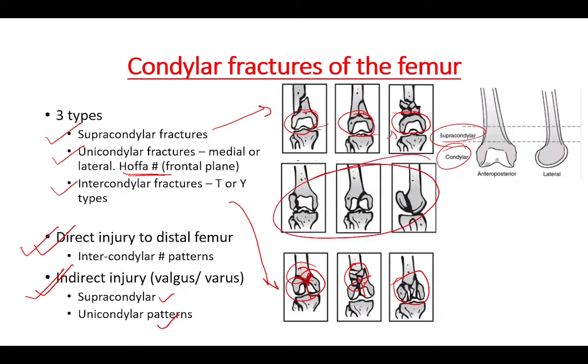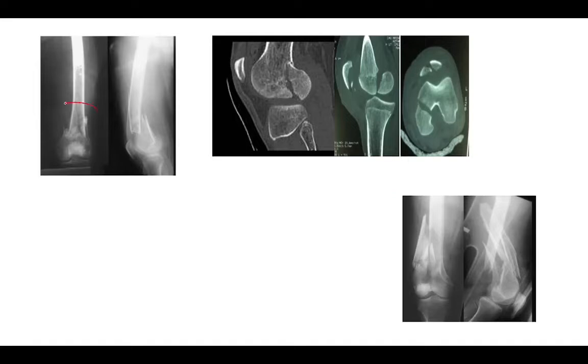This is showing the unicondylar fracture patterns, and this is the Hoffa's fracture in which the frontal plane is involved. This is a supracondylar fracture in which you can see that the articular surface of the knee is intact and so are the condyles. This is an example of a Hoffa's fracture in which you can see the fracture plane clearly running through the frontal plane. And this is a type of comminuted fracture in which you can see that a part of the joint along with a lot of the metaphysis with a lot of comminution is present.